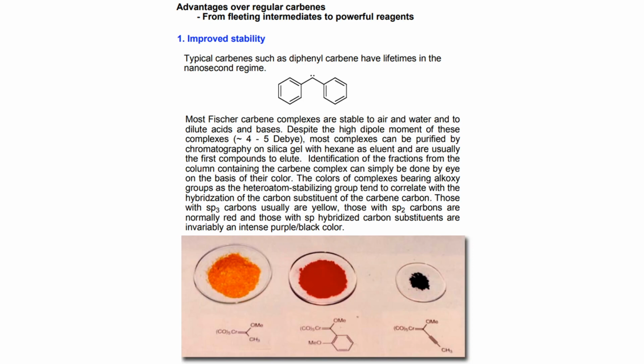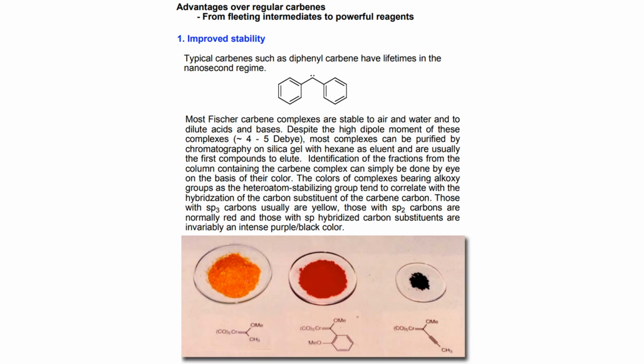Now coming to the carbene. Carbenes also we have come across in this particular course. With variation of the metal that you are going to use, you can have much more stability compared to this kind of free carbene.